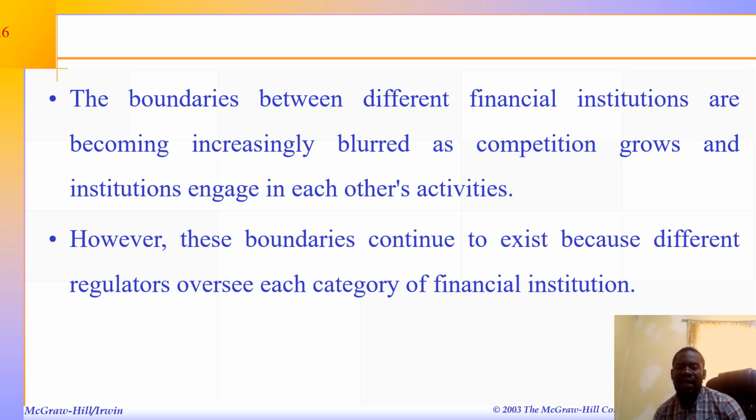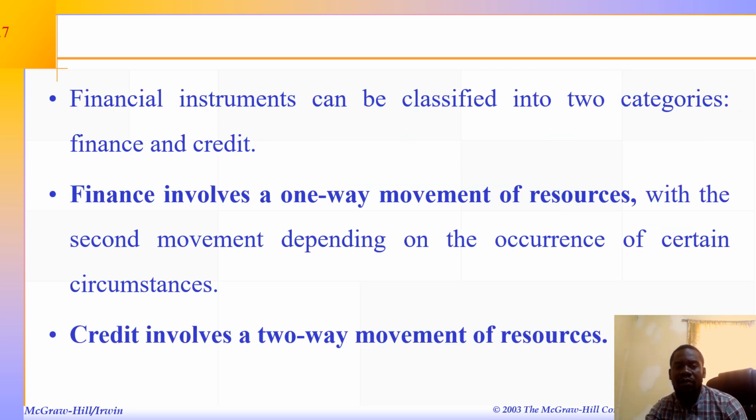But what we are saying is that the demarcations are critical, because that is what is helping regulators with their regulation. So we know that banks are into this kind of business, and this is how much regulation will be able to give them. So much as they are becoming blurry, they are still very, very important.